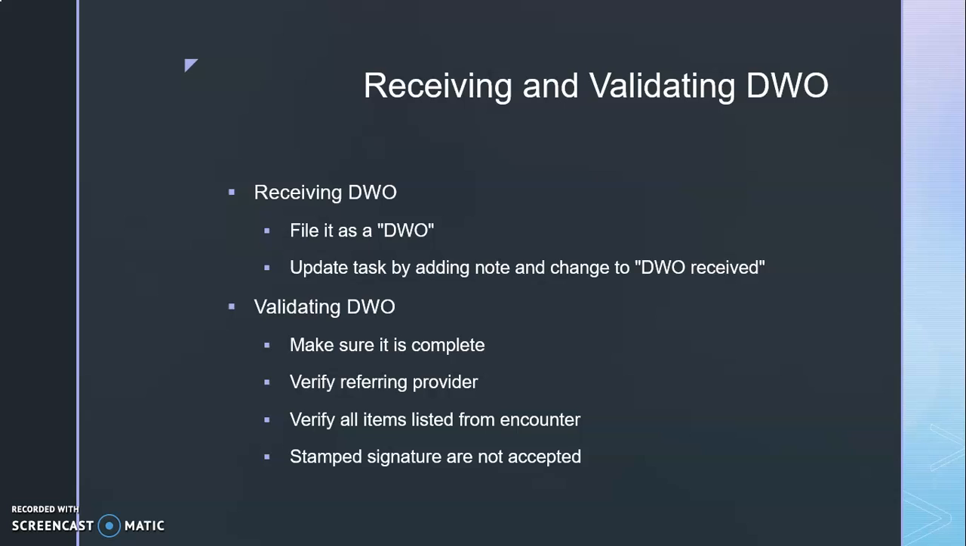Some things to keep in mind for validation are making sure it was completed, checking to see whether the referring provider is still the same, as this may change over time, checking that all the items for the encounter are listed on the DWO, as this may also change over time. Physician stamp signatures are not accepted, so make sure that the physician's signature is not stamped. If any of these aspects are missing, you will need to follow up with the provider.